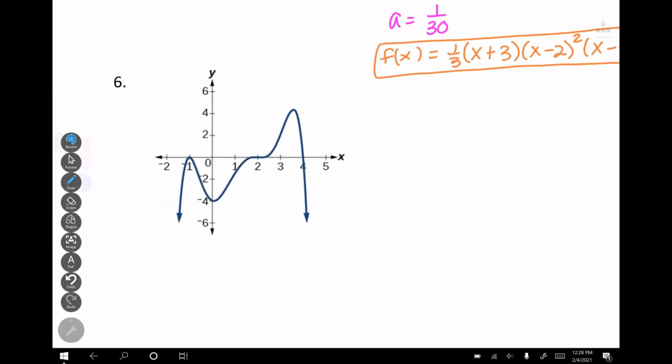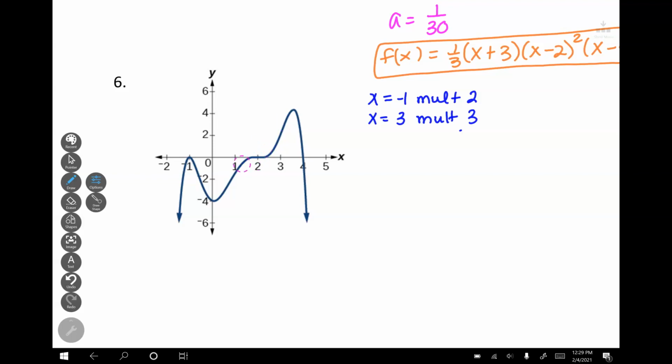All right, number 6. My x-intercepts. I've got x equals -1, and that one has a multiplicity of 2 since it bounces. I've got x equals 2. That one has a multiplicity of 3, since it goes through but it curves, and honestly it might be multiplicity 5. You can't really tell just by looking at this graph, but it does get pretty flat there.